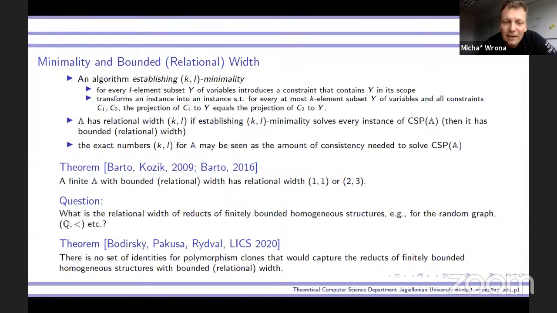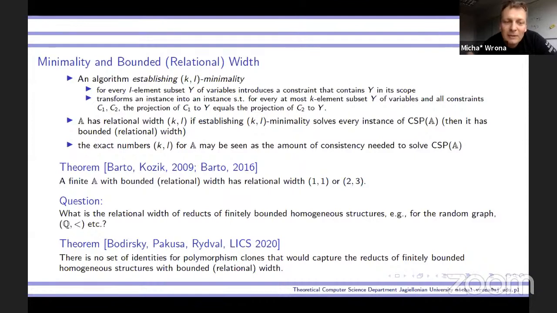And it's known that if the structure A is finite, and the relational width is finite, if these numbers K, L are finite, then they are either exactly 1, 1, or it's not 1, 1, but it's 2, 3. So this is a collapse of the hierarchy. This is a result by Libor Barto, based on a previous result by Barto and Kozik, which characterize algebraically all finite structures with bounded width. And there are other structures, infinite structures that Manuel was talking about, like reducts of finitely bounded homogeneous structures, for which the algebraic approach also works.